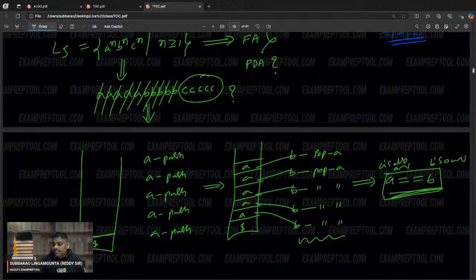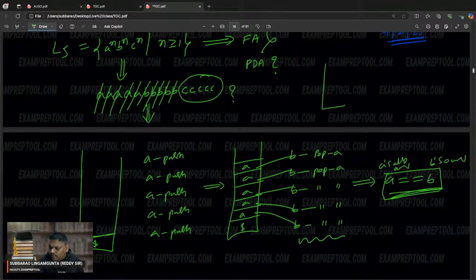But C's are asking with whom I will compare. So, what is the answer? Someone is saying that we can pop A, push B.